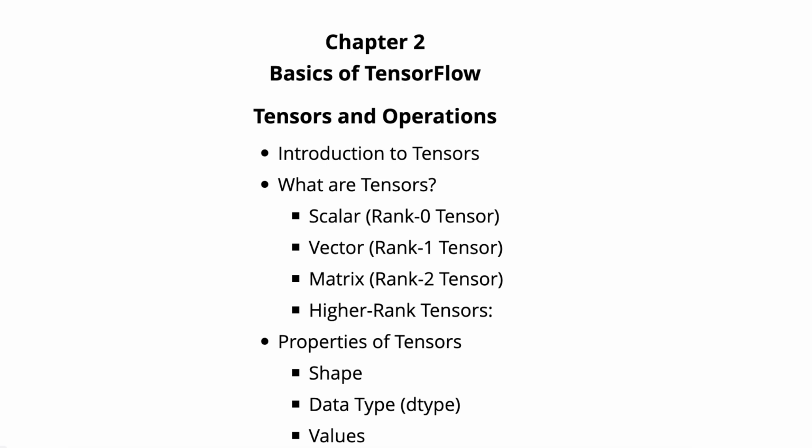Some of the properties of tensors are shape. The shape of a tensor defines its dimensionality or the size along each axis. For example, a 2 by 3 matrix has a shape of 2, 3. Data type, dtype. The data type specifies the type of data stored in the tensor, such as float32, int64, etc.